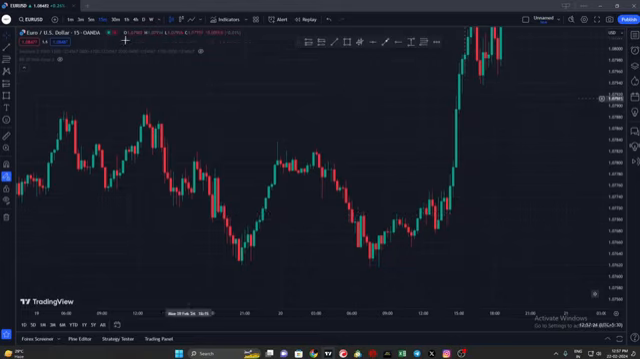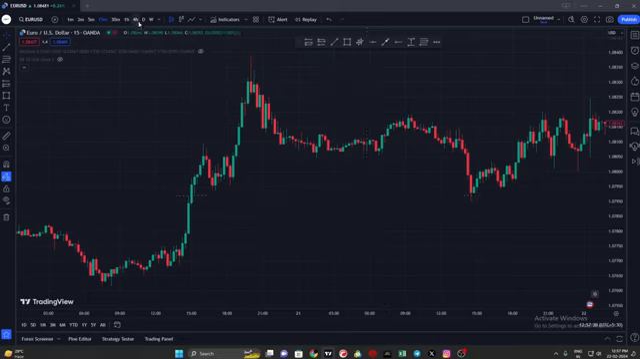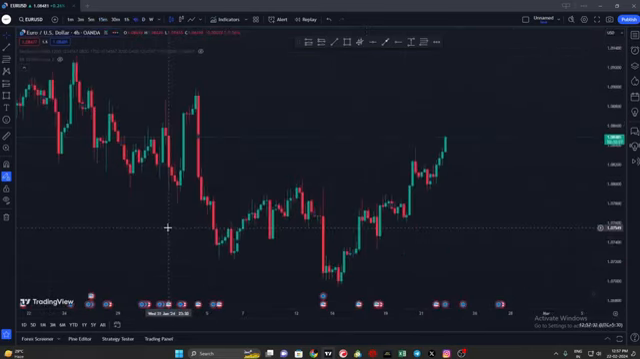For that, we have to go to the 4-hour time frame. So I've given you a basic example in the 15-minute time frame. Now we have to go to the 4-hour time frame, let's see it for swing trading.